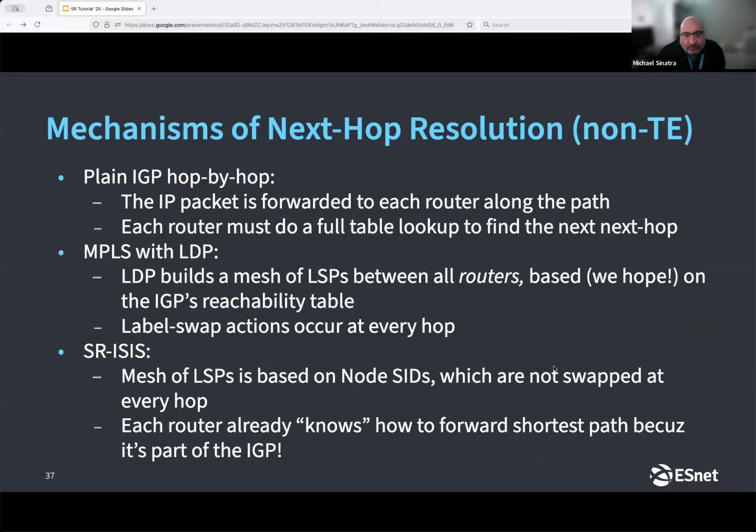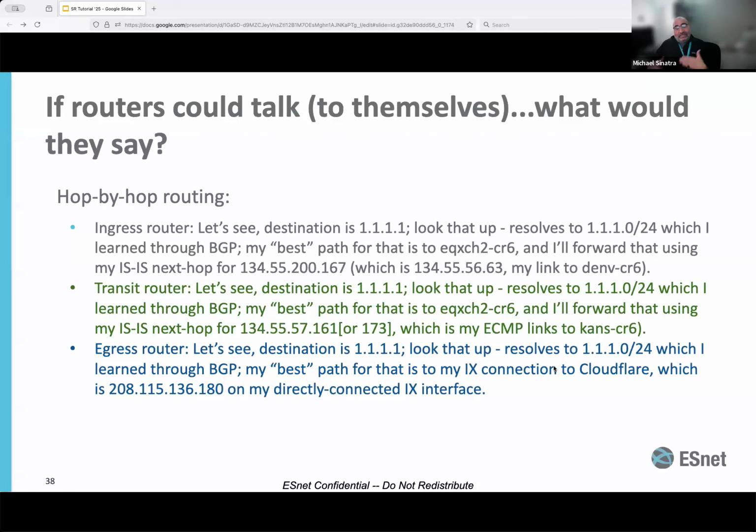The simplest form, of course, is what we call hop by hop over the IGP. I should say not necessarily simple. It's both simple and complex. Here is what a router would actually say if it were doing that. And again, I'm using Cloudflare as an example. It has to do a lookup every time. So every router in your path has to do a lookup against its full internet table.